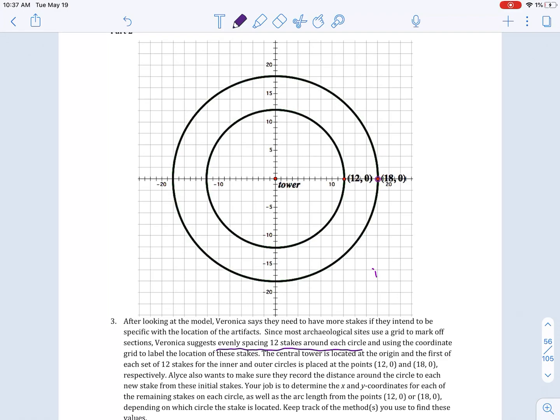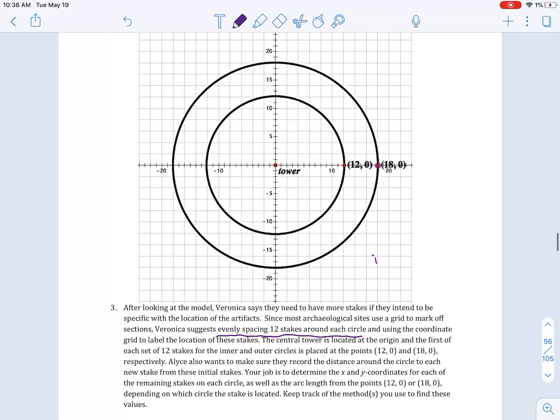Alice wants to make sure that they record the distance around the circle to each new stake from the initial stakes. Your job is to determine the x and the y coordinates for each of the remaining stakes on the circle, as well as the arc length from the points 12,0 and 18,0, depending on which circle the stake is located. Keep track of the method you use to then find the values.